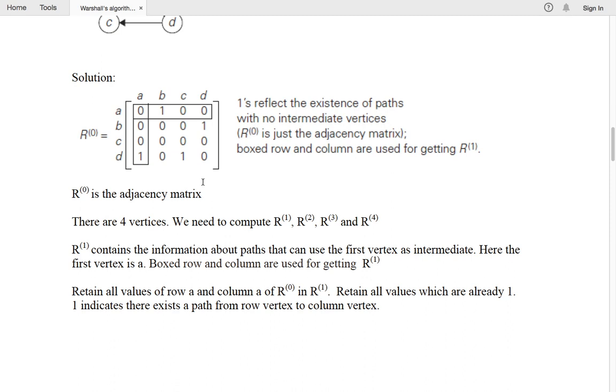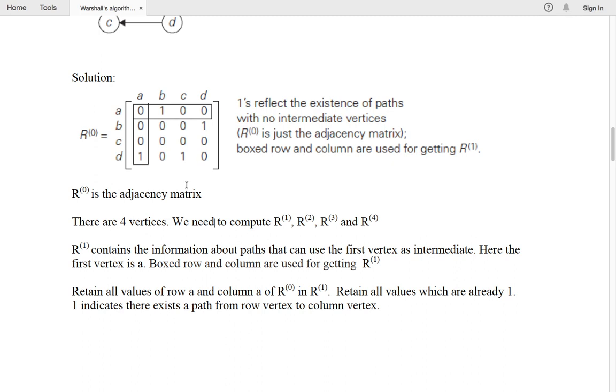So my task at every stage of R1, R2, R3, R4 is to consider one vertex at a time. In R1 I'll consider A, then B in R2, C in R3, D in R4. I'll try to see if there is any intermediate path which goes through that particular vertex. So the first step is to retain all the row and column values of A. That's the first step, and this is what we have done here. Then, if a value is already 1, I need not compute it again, because 1 implies there is a path from A to B. I need not worry whether there is another path from A to C, C to B. So all ones will be retained as they are.